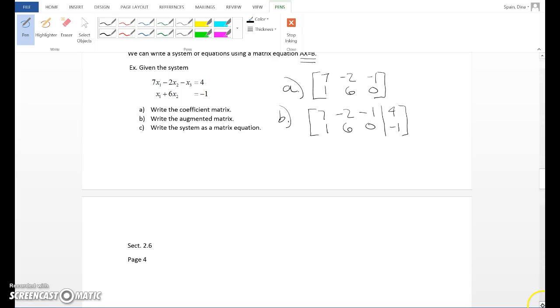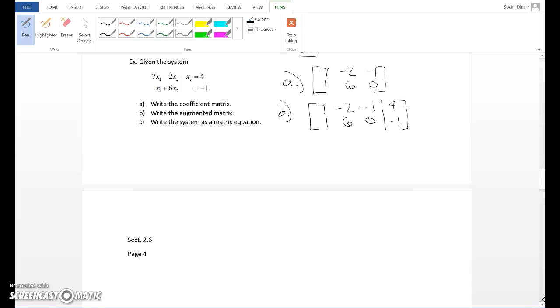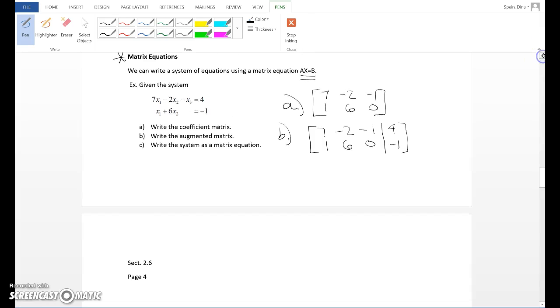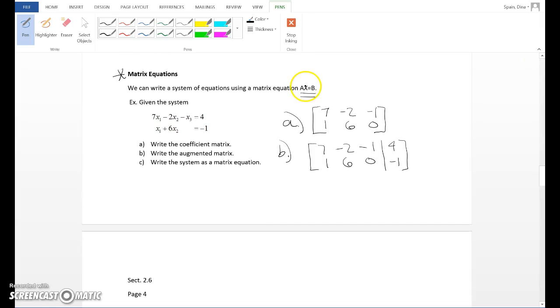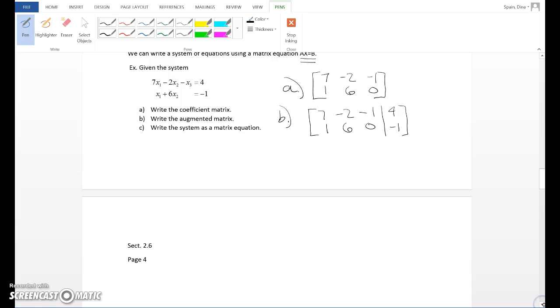Alright, the matrix equation looks like this. A, in the matrix equation AX equals B, is that coefficient matrix. It's always going to be the coefficient matrix. So let's pull that off. Here's part C. I should put it up here so I can still see my system. Matrix A, just the coefficient matrix: 7, -2, -1, 1, 6, 0.